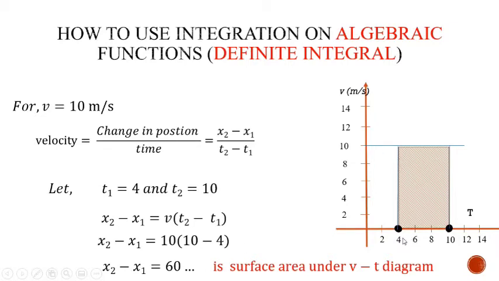Here we can see the x-axis length is 10 minus 4, that is 6, and the height of the graph is 10. So 10 times 6 is 60. It is nothing but the surface area of the VT diagram. If you want to find displacement from velocity, it should be the surface area under the VT diagram. So this is a very simple case.